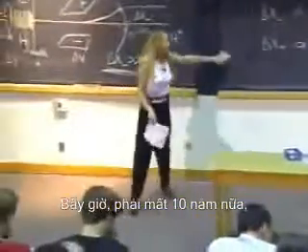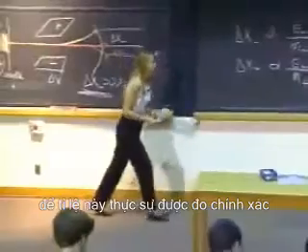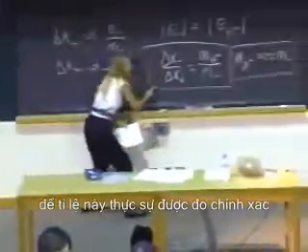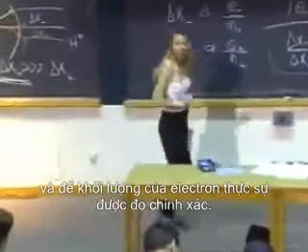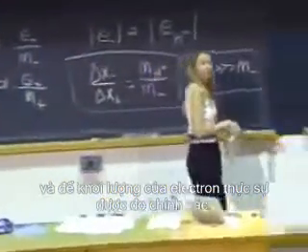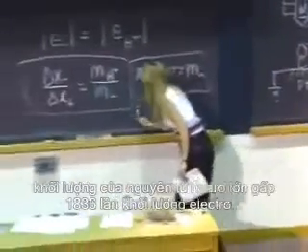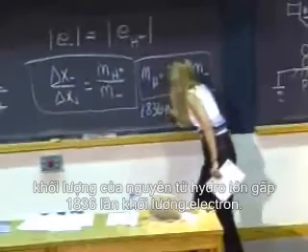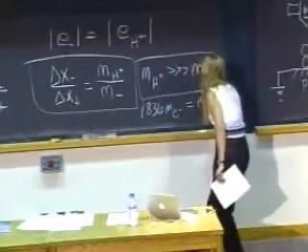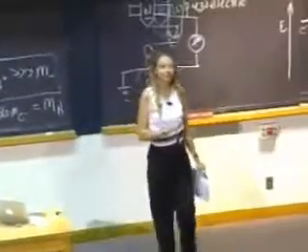Now, it took another 10 years, Millikan oil drop experiment, for this ratio to actually be measured accurately, and for the mass of the electron to actually be measured accurately. And what we now know is that it takes 1,836 masses of the electron to equal the mass of a hydrogen atom. Okay?